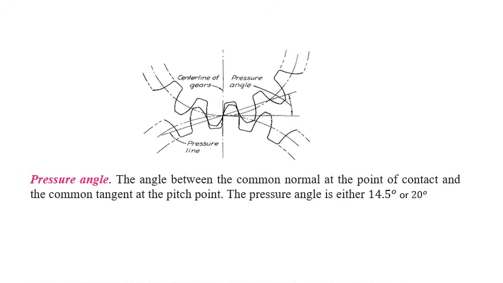Next one, pressure angle. What do you mean by pressure angle? See in the figure, you can see this is nothing but the pressure angle alpha. The angle between the common normal at the point of contact and the common tangent at the pitch point is nothing but the pressure angle.